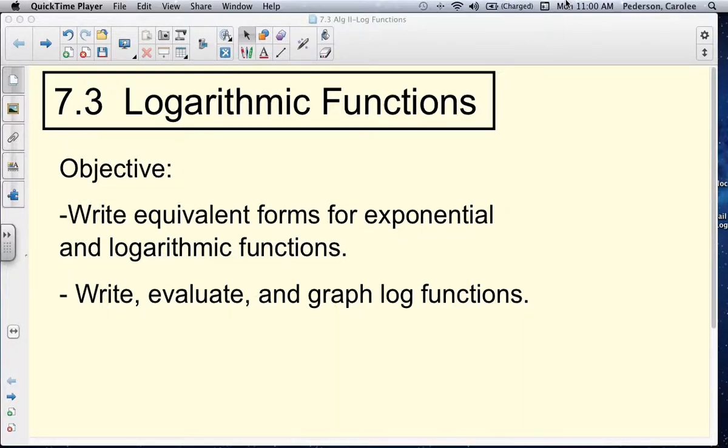This is Chapter 7, Section 3, Logarithmic Functions. Today's objectives are to write equivalent forms of exponentials and logarithms, and to write, evaluate, and graph log functions.